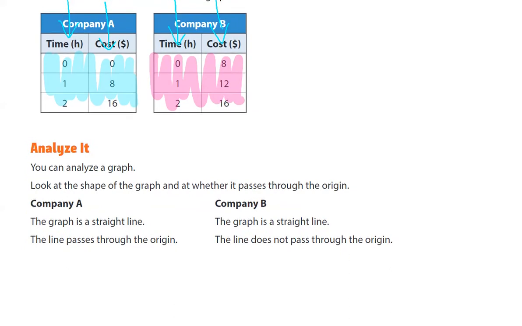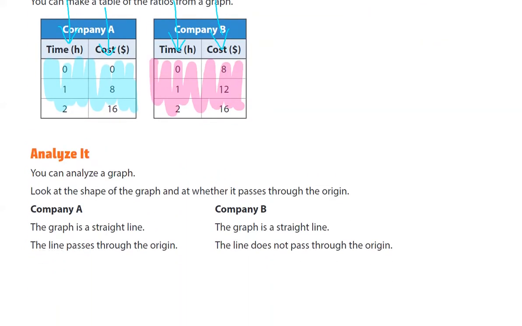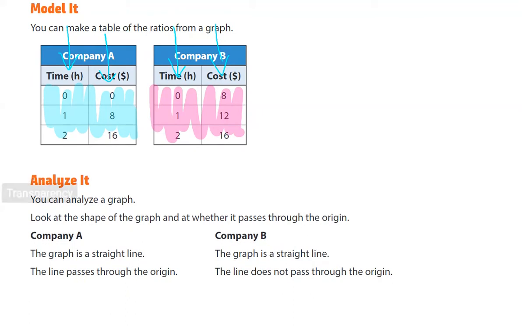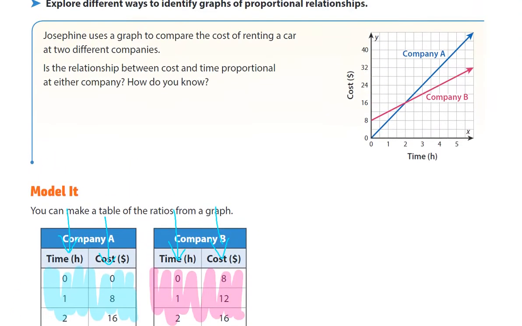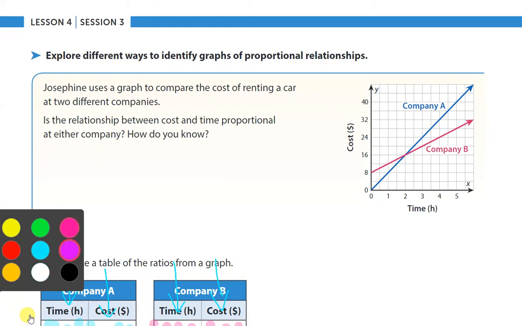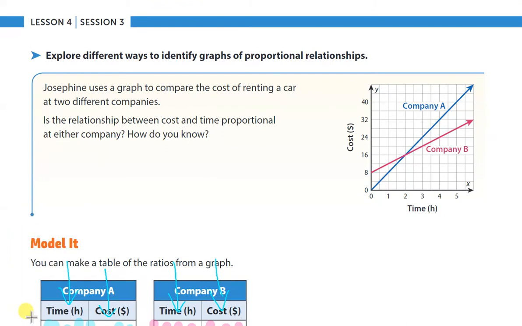Now they analyze it without doing the graph. You can skip doing the graph if you can just look at these 2 lines and think of the 2 criteria that you were given yesterday, and that is that the graph is a straight line and it passes through the origin. So let's look back up here at these. Company A's line, it is in fact a straight line. Check mark. It does in fact pass through the origin 0, 0. Double check mark, so that one is proportional.